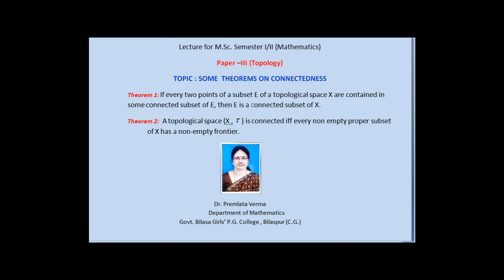The statement is as follows. If every 2 points of a subset E of a topological space X are contained in some connected subset of E, then E is a connected subset of X. Theorem 2 statement is as follows. A topological space (X, tau) is connected if and only if every non-empty proper subset of X has a non-empty frontier. So, in order to prove these two theorems, we shall have some preliminaries.